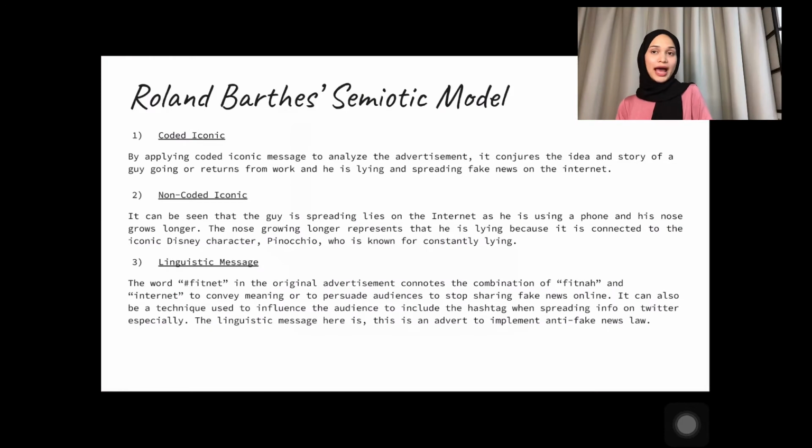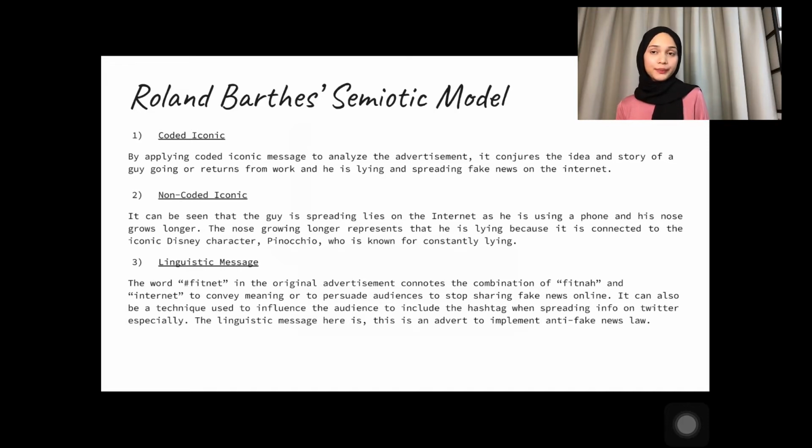Hello everyone, I'm Iza and I'm going to be presenting about Roland Barthes' semiotic coded iconic model. So first of all, what is coded iconic? According to Roland Barthes, the coded iconic message is the story that the image portrays and the symbolic part of the message, relying on the reader's connotation to get the point across.